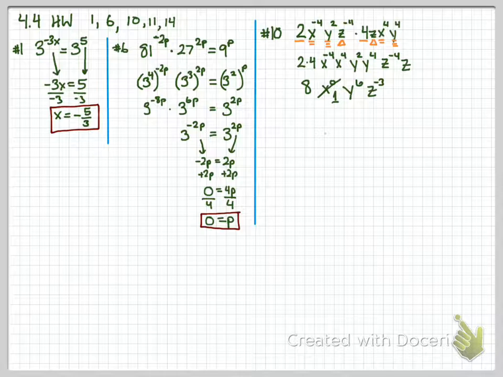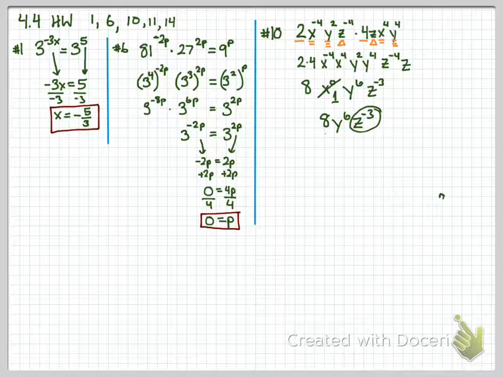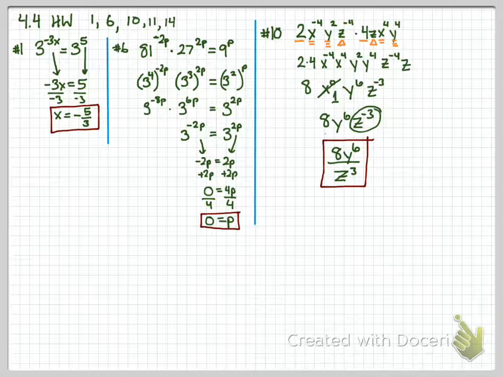Anything to the 0 power is 1, so the x to the 0 power cancels out. And I combine everything. I got 8 times y to the 6, z to the negative 3. But like we talked about in class, you don't want negative exponents, so z to the negative 3, we'll move that to the denominator, and now we have no negative exponents, and everything is clean. That's our answer for number 10.